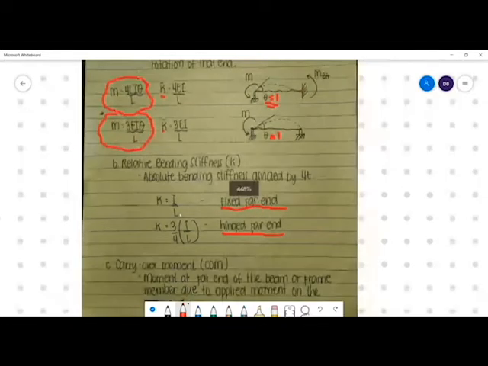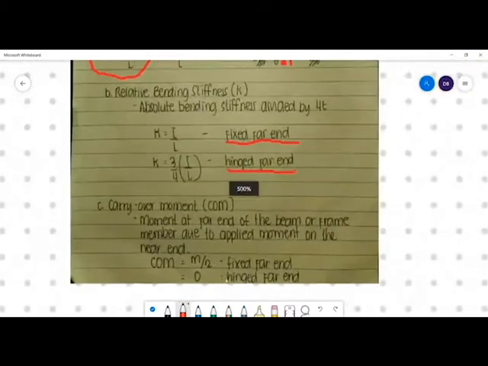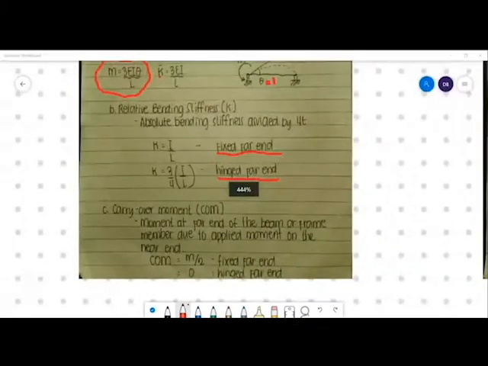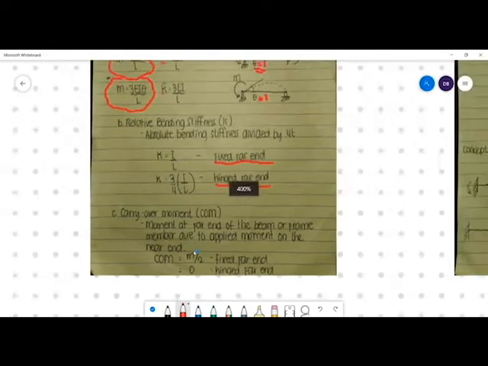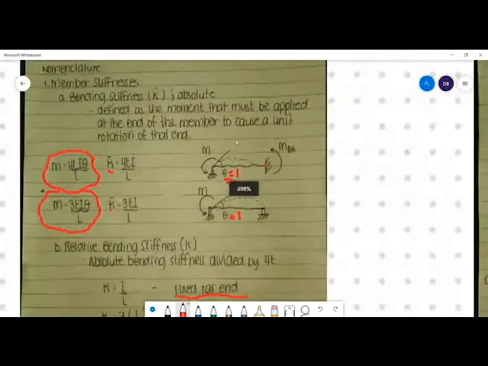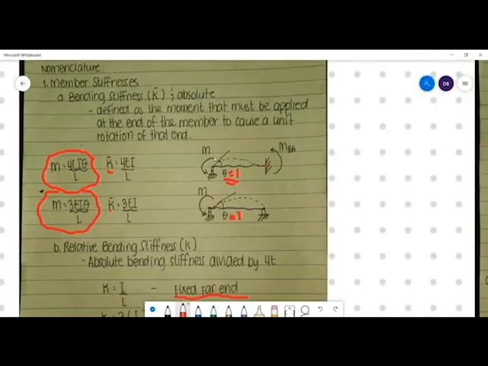Next is what we call the carry over moment. Carry over moment is the moment at the far end of the beam or frame member due to the applied moment on the near end. So if you have a beam here and we apply a moment here, how much moment will react on the other support, on the other side of this span?